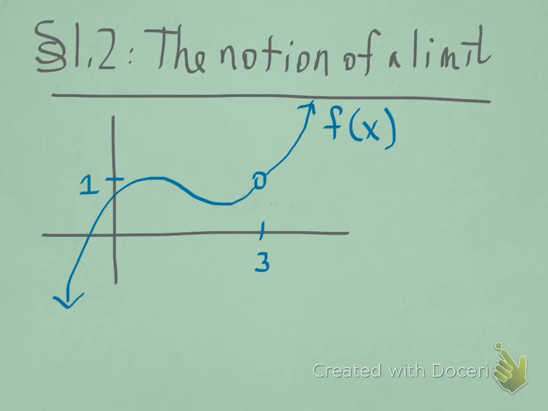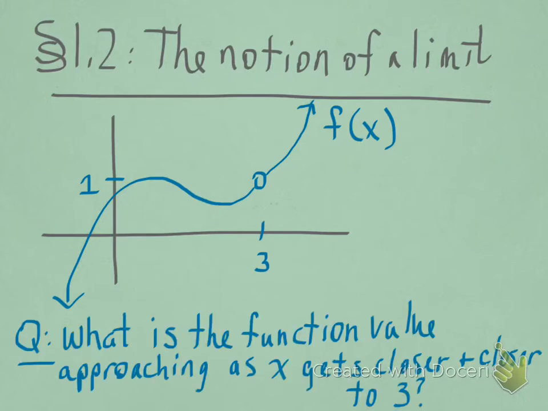And the question I would like to answer, or even know if there is an answer to this question, is what is the function value approaching as x gets closer and closer to 3? So, in other words, what is happening to the y values of the graph as the x values get closer and closer to 3? Now, the first thing that you'll notice is that f of 3 does not exist. But that's not what I'm asking. I'm asking what happens to the y values, to the function values, as x gets closer and closer to, but perhaps not equal to 3.